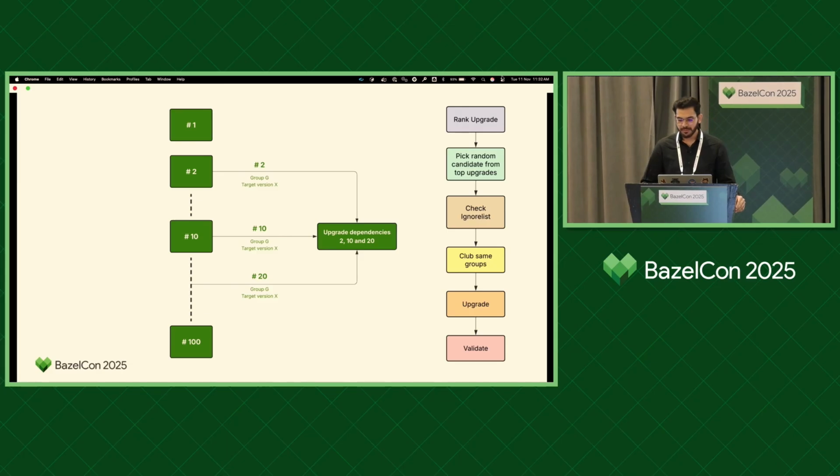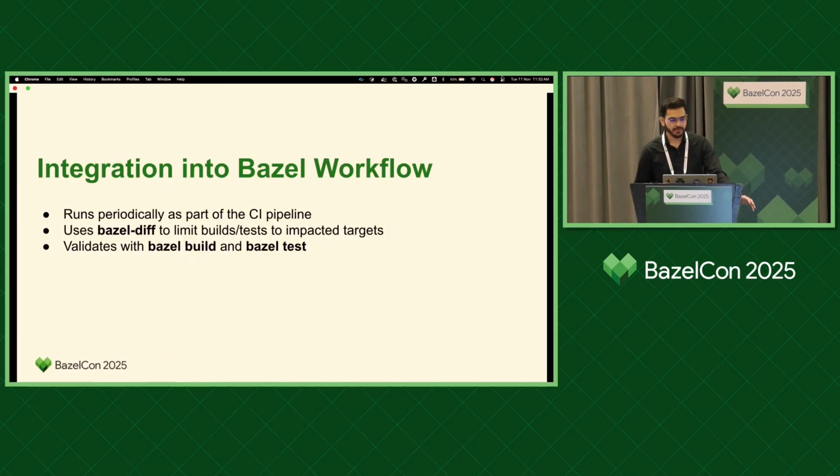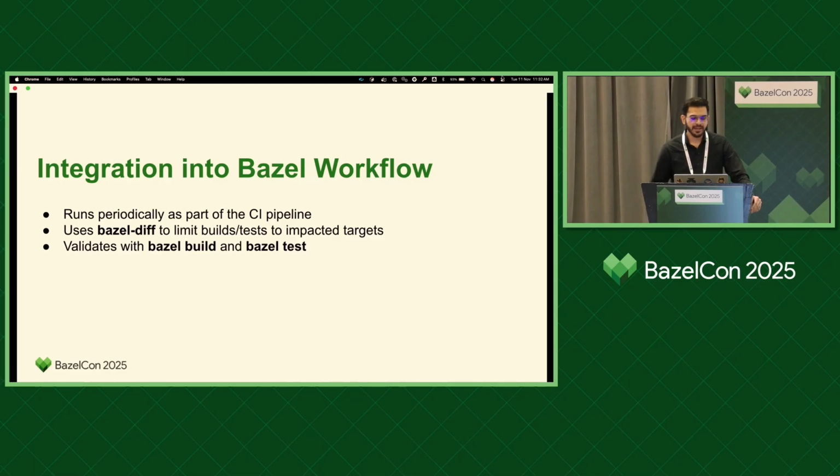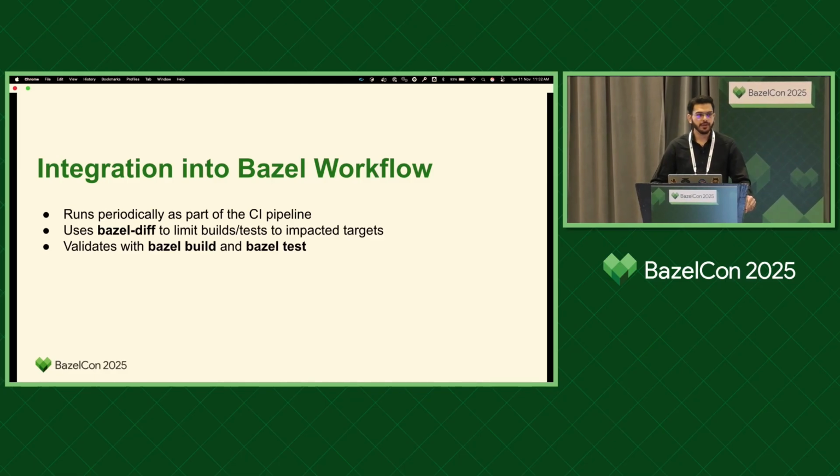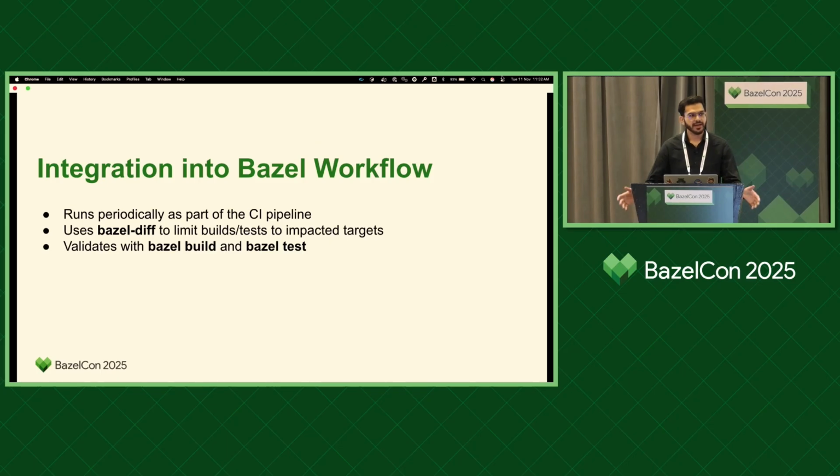So finally, the upgrade is sent and validated. Just a quick recap now. The automation runs periodically as part of our CI pipeline, and it uses bazel-diff to limit builds and tests to impacted targets. These targets are then validated, and we make sure that there is no build or test failure. This is how we have integrated the automation into our Bazel workflow.